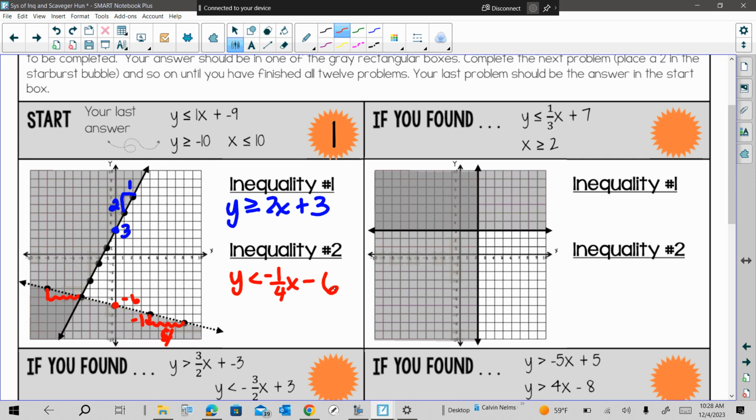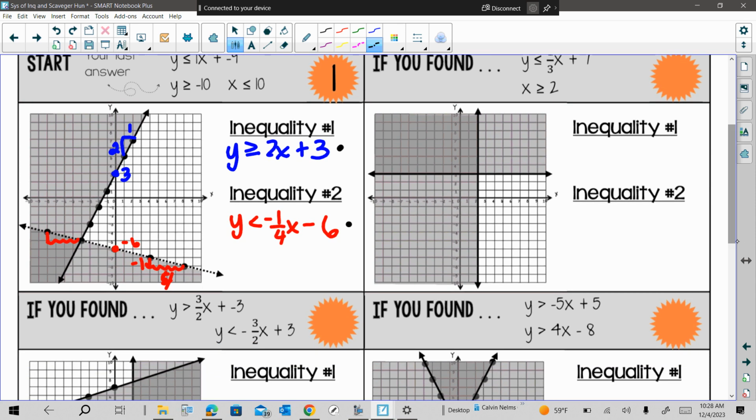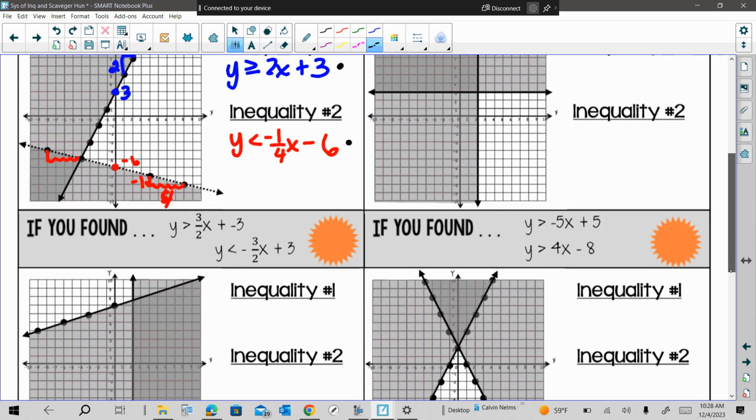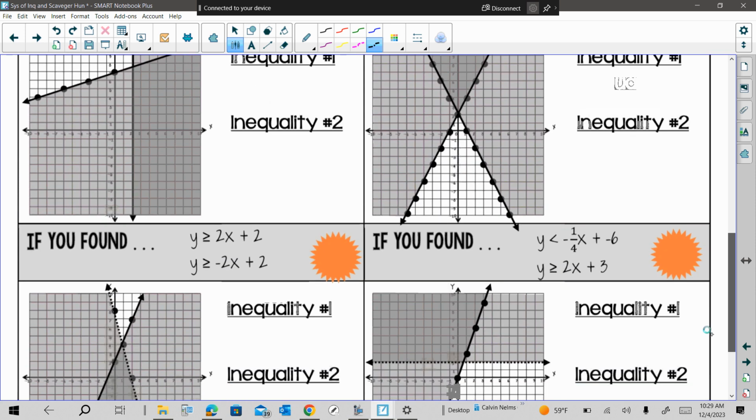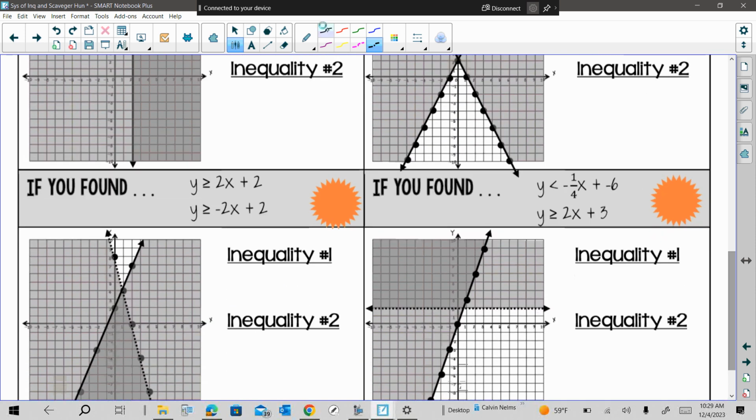All right, so we're trying to find these two in the gray box. I started here. I'm trying to find these two inequalities. We're looking for this one and this one in the gray box. Anyone find it yet? All right, it's the bottom here. Okay, so we found it right here. So this is now our number 2. We did 1, now this is 2.